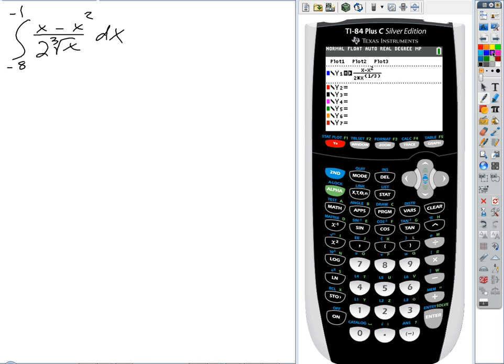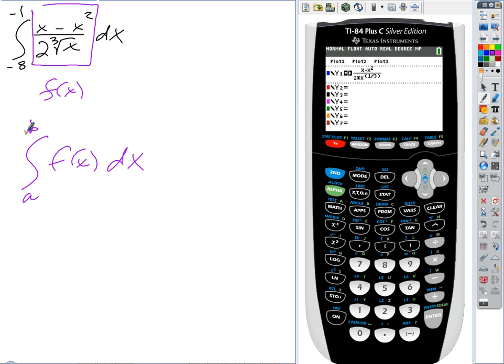So all I graphed was this, right? That's f of x. That's the function under which we're going to add up the area, right? Because really all we're doing here is just a definite integral, which always looks like this. The integral of f of x dx from a to b. So f of x is this, a is -8, b is -1, and we're going to find the area under the curve, okay?